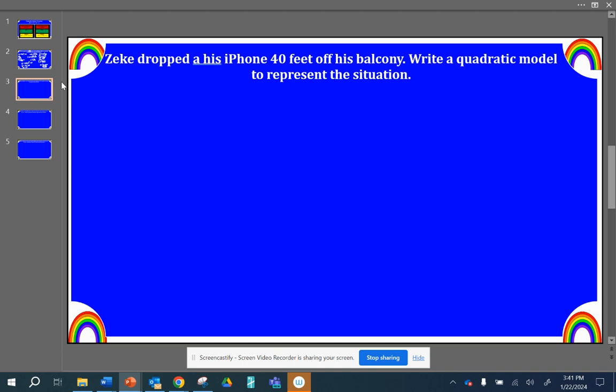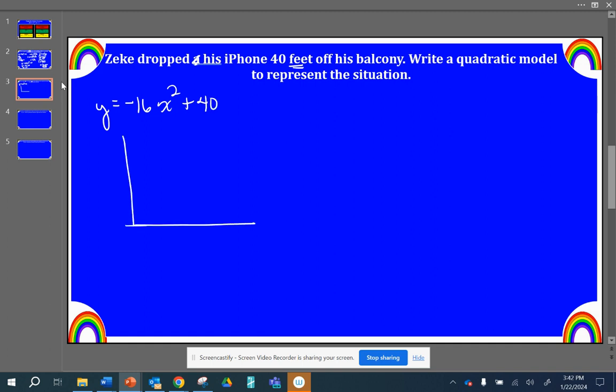Okay, let's take a look at our second example. Zeke dropped his iPhone 40 feet off his balcony. Write a quadratic model to represent this situation. Okay, so we have another one where we do not have velocity. We're going to use -16 since we're talking about feet. And it starts at 40 feet off the ground.